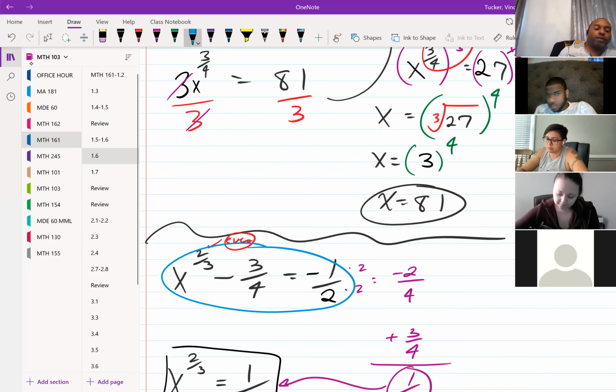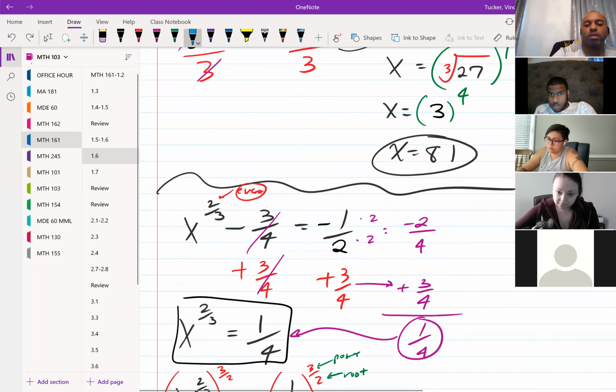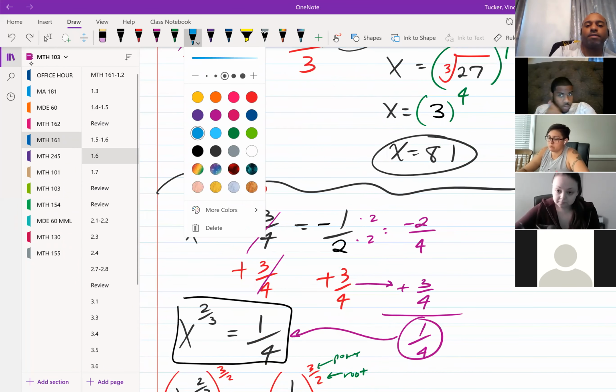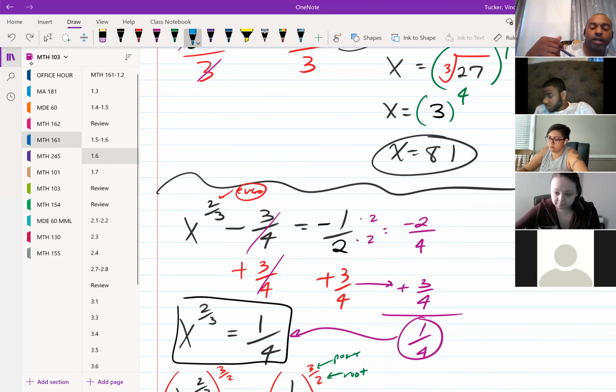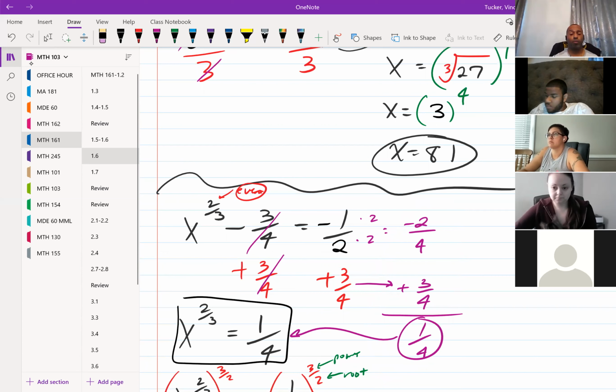So you want to isolate the variable once again. We're going to add 3/4 to both sides. 3/4 will cancel on the left. Then on the right, we have the addition of negative 1/2 and positive 3/4. Don't forget, whenever adding, you need to find your common denominator, add those together accordingly. So that gives us 1/4 as a result. So now we have x to the 2/3 power equal to 1/4.